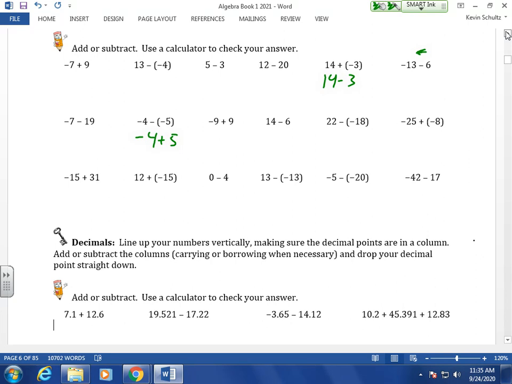Yes? For the fraction section, is it okay if we don't put stuff as mixed numbers and keep them as improper fractions? Yes, as long as they're in simplest form. Improper fractions or mixed numbers are fine. Okay, that is how you math.